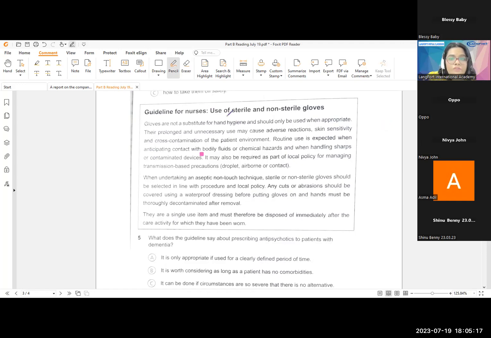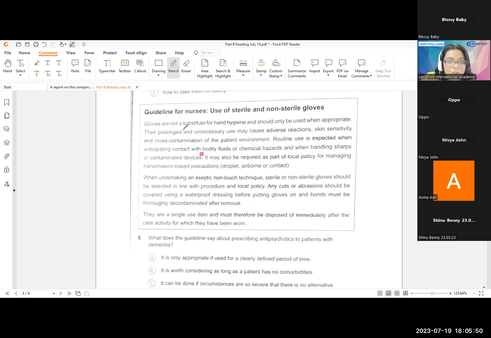So this is a guideline for nurses about the usage of sterile and non-sterile gloves. The first sentence says that gloves are not a substitute for hand hygiene and should only be used when appropriate. So gloves are not something that you use instead of maintaining hand hygiene. Hand hygiene is important. Gloves are not something that can take the place of hand hygiene. It is something that you need to use only when it's appropriate.